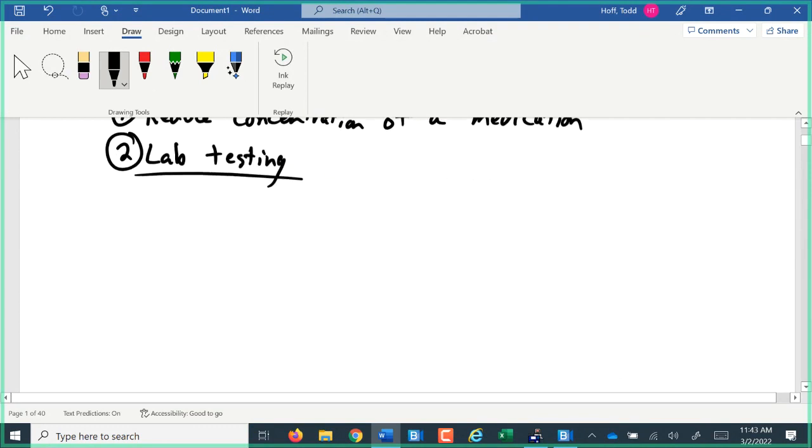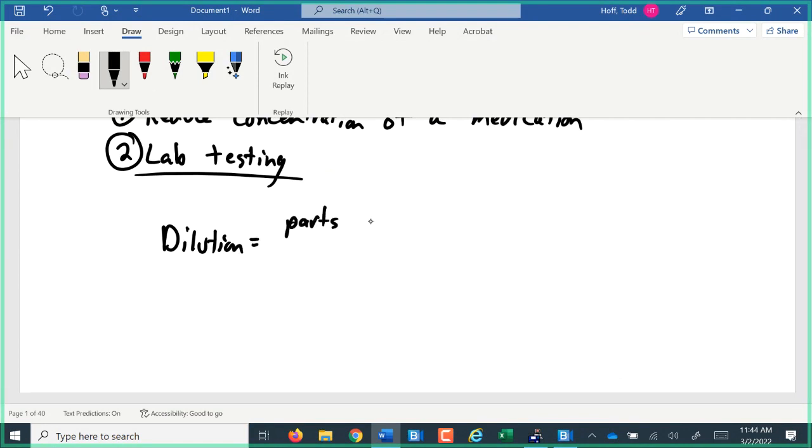So what a dilution is, it is the parts serum. And remember, serum is either the medication or it's the bodily fluid or whatever our active ingredient is. Parts of serum are parts of total solution, total part solution.